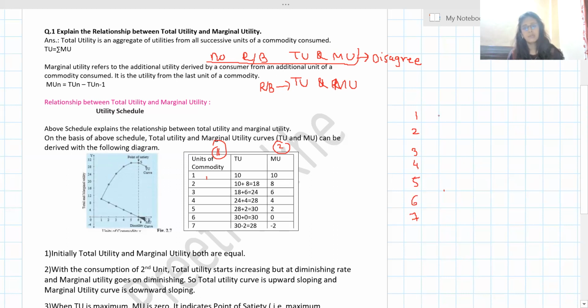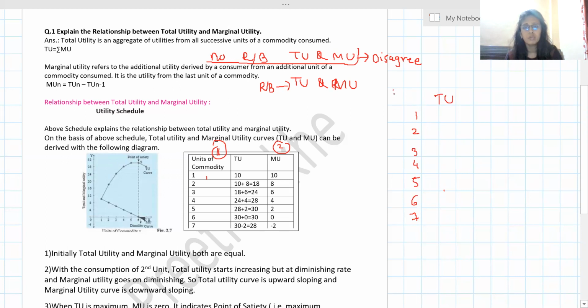Then we will start with the table, the schedule part. While writing the table, they are not going to give you any table. We have to remember it, and that is a very important part of your answer. So once the introductory part of TU and MU is over, definition plus formula, then you are going to draw the diagram. Then you are going to draw the schedule. I will tell you how to remember this schedule.